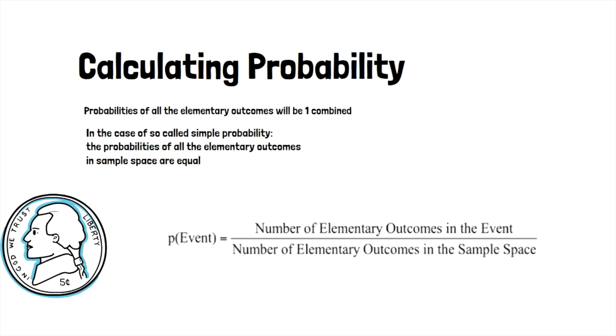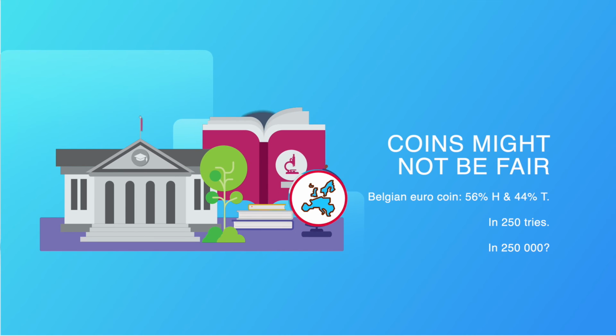Of course, a coin may not be fair, so then the odds will be different. A couple of math professors in the EU had their students test a Belgian euro coin and discovered that in 250 trials, heads came 56% of the time and tails 44% of the time.